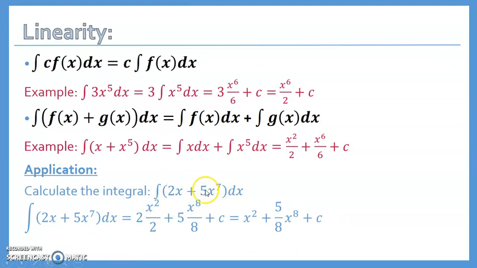Now, do the same for 5x power 7. So you leave the constant and you integrate x power 7. You add 1 to the power and you divide by the new power. So you get x power 8 over 8, and again plus c. Now just simplify 2 and 2 to get this form.